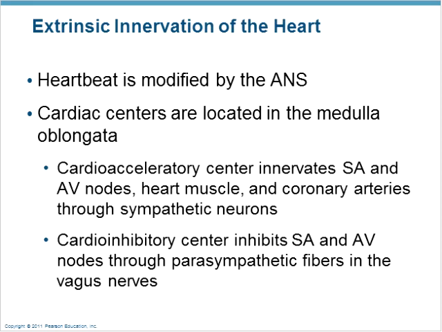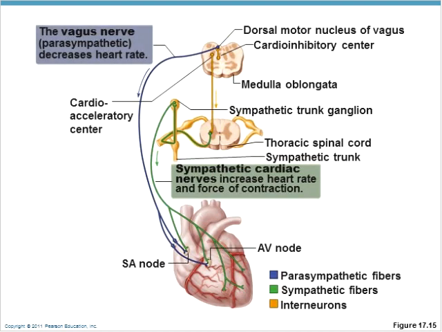The heartbeat can be modified by the autonomic nervous system. The cardiac centers are located in the medulla oblongata. So the cardio-acceleratory center innervates the SA and AV nodes, the heart muscle, and the coronary arteries through the sympathetic neurons. The cardio-inhibitory center inhibits the SA and AV nodes through the parasympathetic fibers in the vagus nerve. Remember, the vagus nerve is one of the cranial nerves that we talked about before.